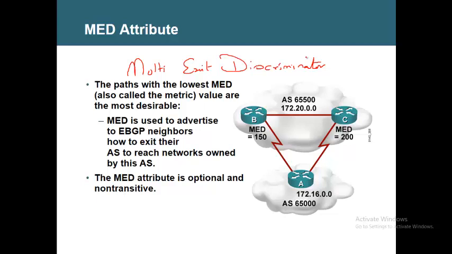You see, router A has got multiple exits. If router A wants to reach 172.20.0.0, it can go via B or C because there are two paths.